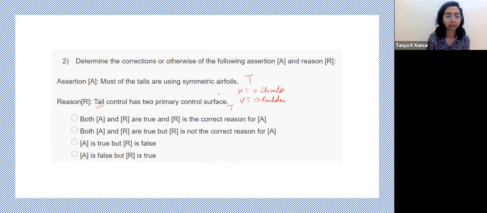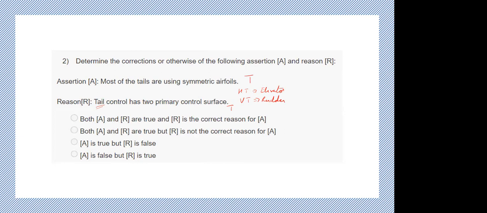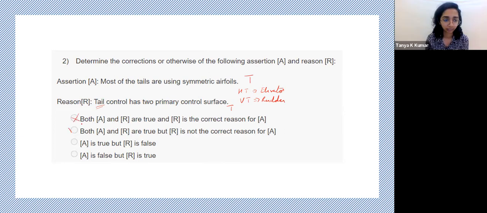So now let's look at the options. Both A and R are true, and R is the correct reason for A. Is that true? Both are true, but R is not the correct reason for A, ma'am. Exactly. So this is wrong. This is the correct one: both A and R are true, but R is not the correct reason for A. Correct.